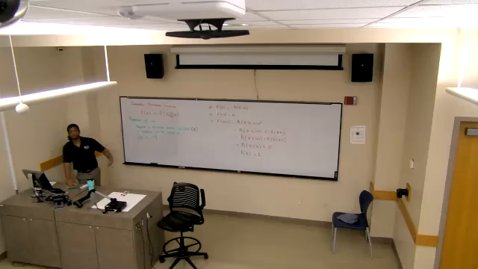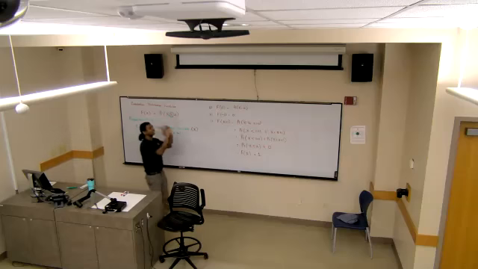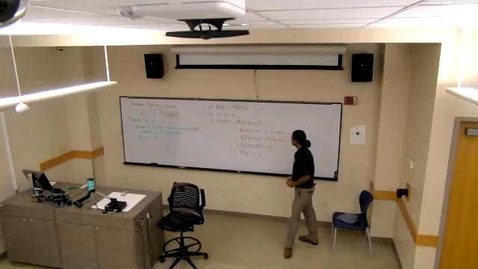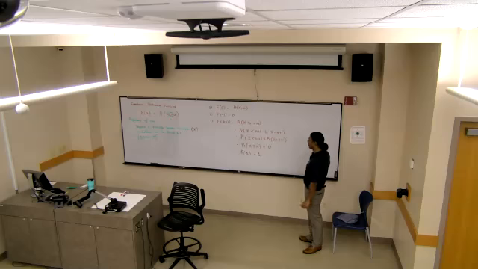What is F of n plus 2? 1. What is F of n plus 3? 1. What is F of n plus 1000? Still 1, right? So beyond a certain point, the function has to be 1.